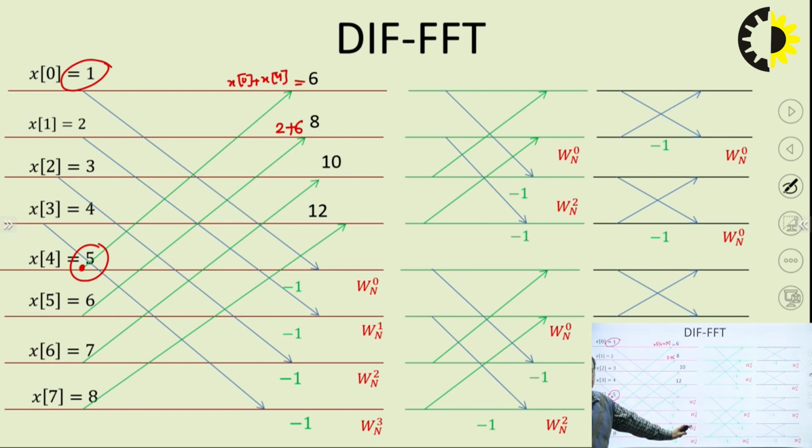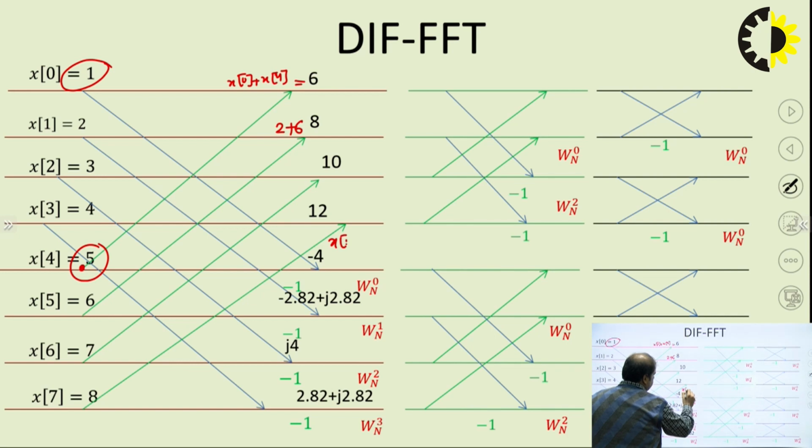The twiddle factors are at the later stage. In the remaining 4, you can understand the calculations will become the same. It will be x of 0 minus twiddle factor raised to the power 0 multiplied by x of 4. So it will be basically 1 minus 5, which is minus 4, and then the twiddle factors will come into the picture, because here the twiddle factors are Wn 1, 2 and 3. So we will have these values, you can verify them. Then we go to the next stage.